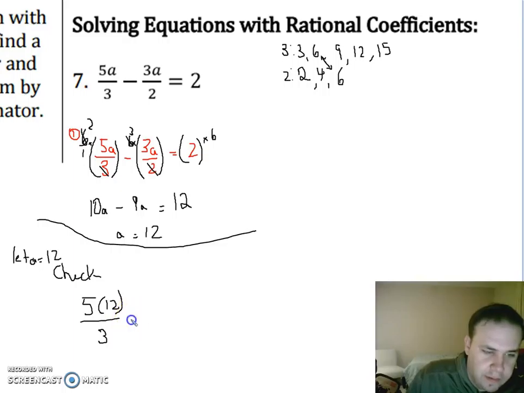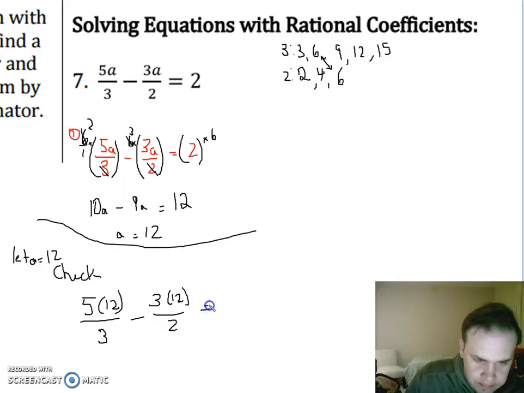Scratch that off there. And then 3 times 12 over 2 equals 2. Well, let's see if this works. Well, 5 times 12 is 60. Okay, and I can do this kind of in one big thing here.